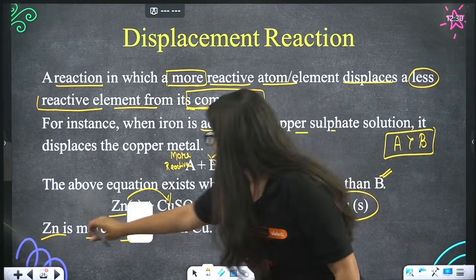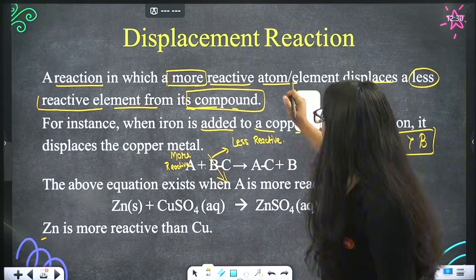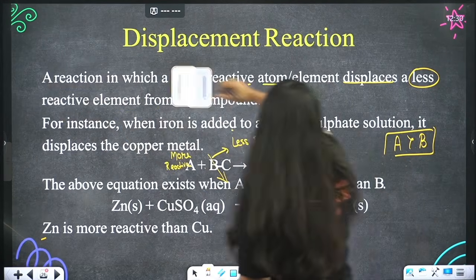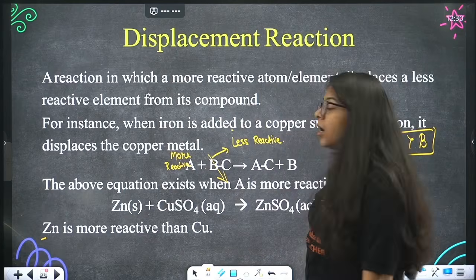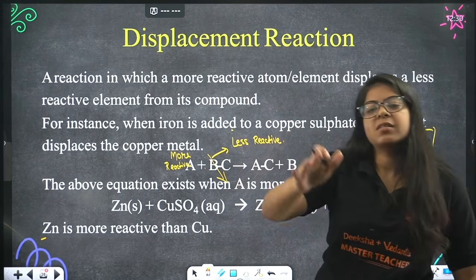Let me not erase this. Let me just erase these random lines I made. Done? So Zn is more reactive than copper. That is why it replaced the copper element from its compound of copper sulfate.